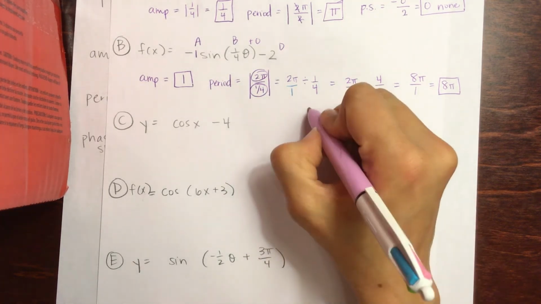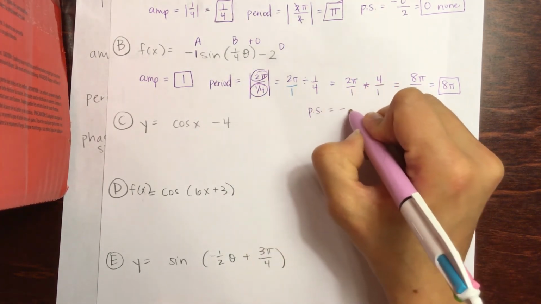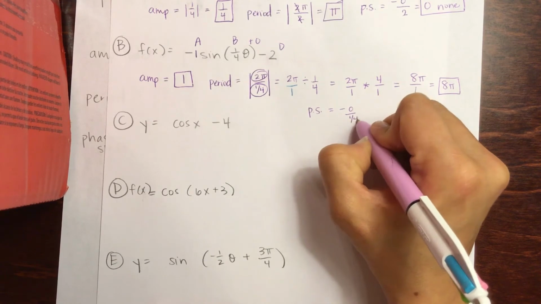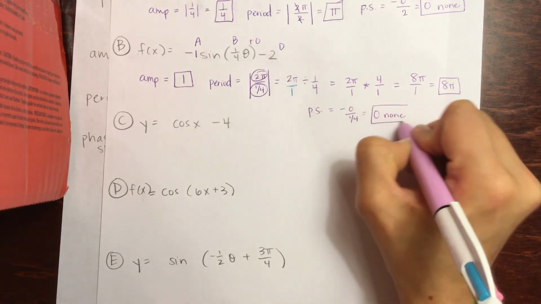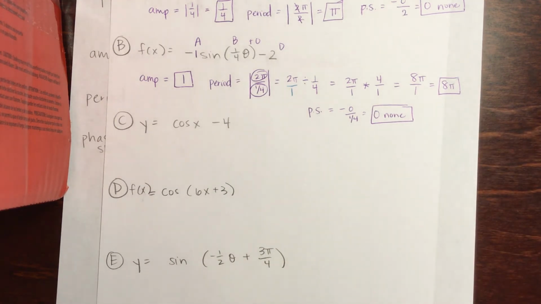And then phase shift again is pretty boring. Negative c over b, well, c is 0, so I don't even have to do keep, change, flip here because there's no phase shift. Here's what your graph would look like. We will do these by hand next class.